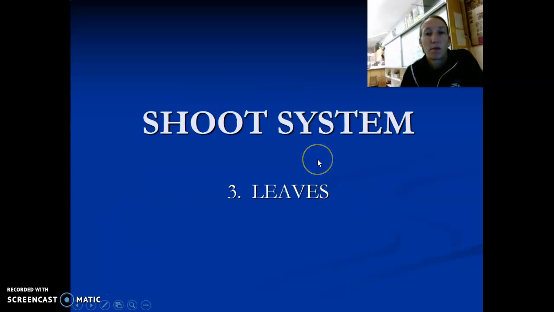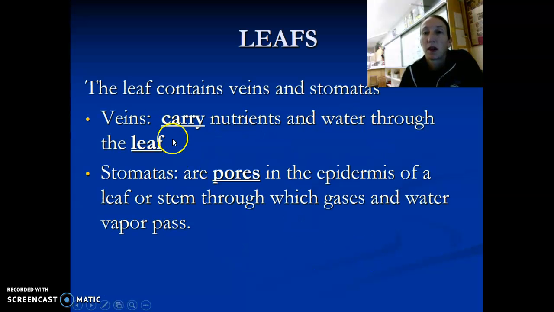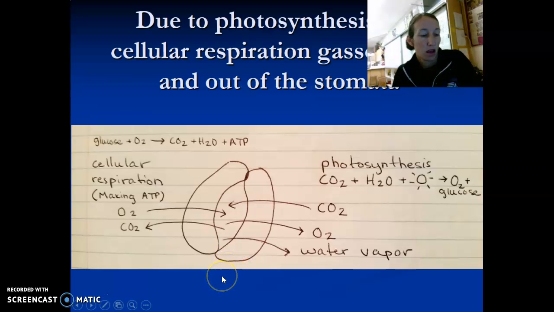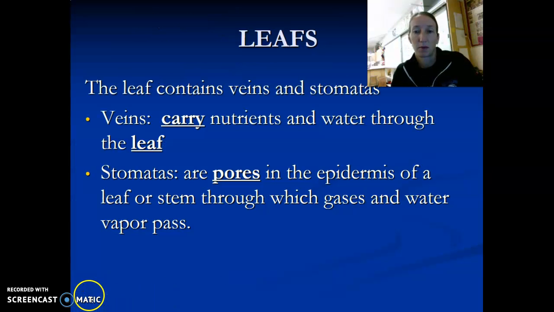Okay, so the second organ that is a part of the shoot system is your leaves. Okay, and the biggest thing is the leaf contains veins and stomatas. Now, those veins, that's what holds your xylem and your phloem, right? And then the stomatas, those are pores. Those are holes that allow gases to come in and out or water vapor to leave. So veins carry nutrients and water through the leaf. And then stomatas, those are the pores in the epidermis of the leaf that allow gases and water vapors to pass.